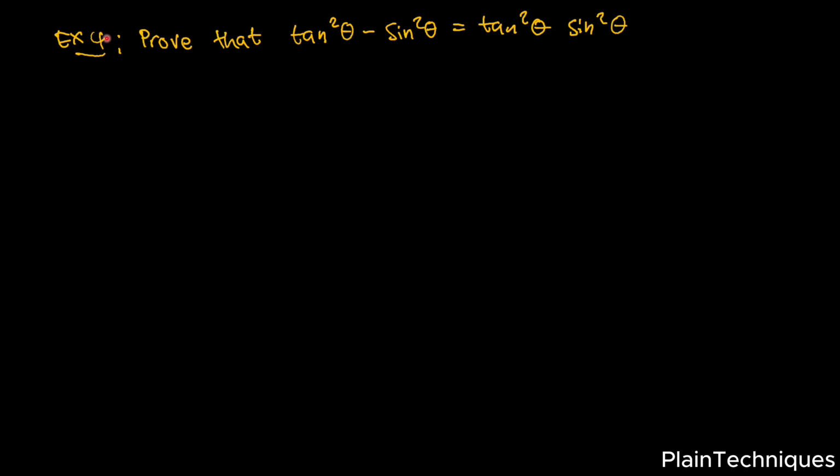Example number 4. Now, example number 4 says, prove that tan squared theta minus sine squared theta is equal to tan squared theta sine squared theta.